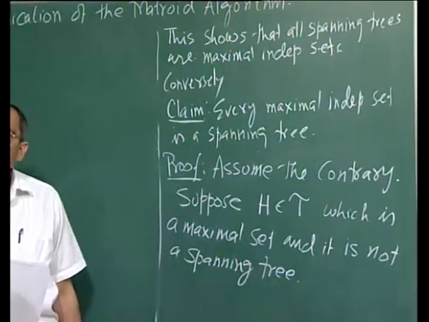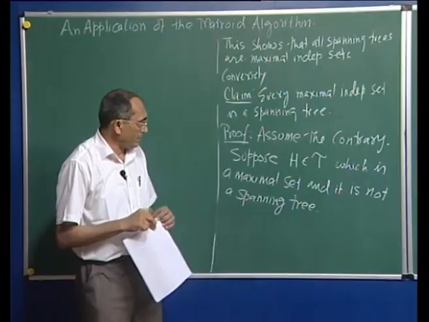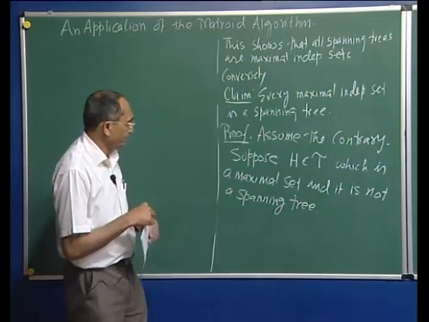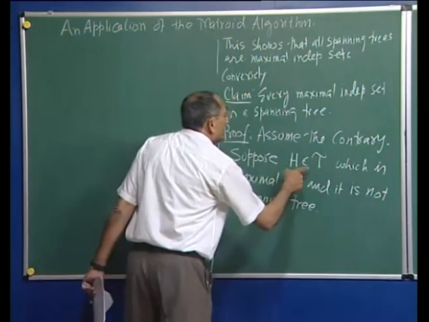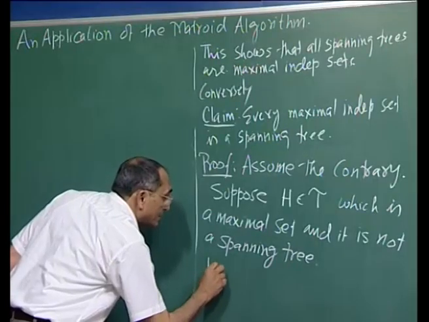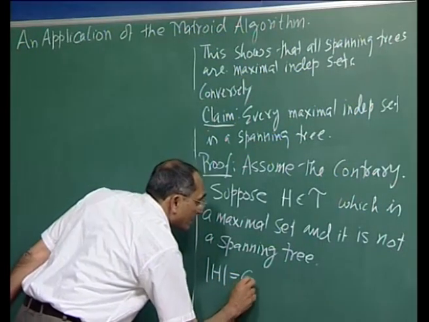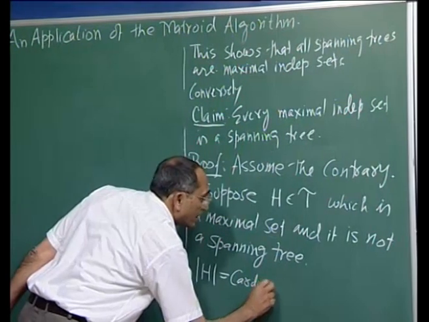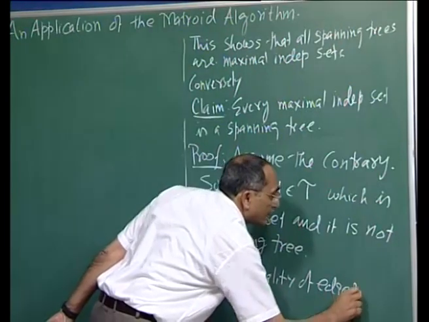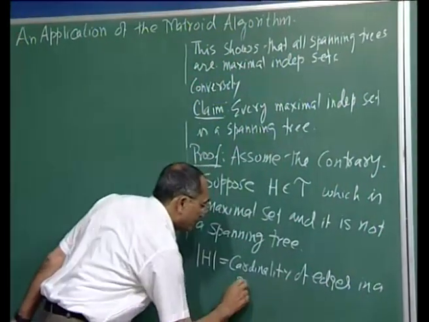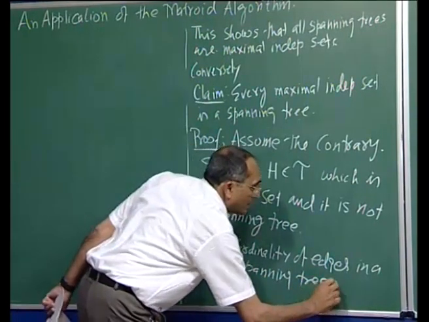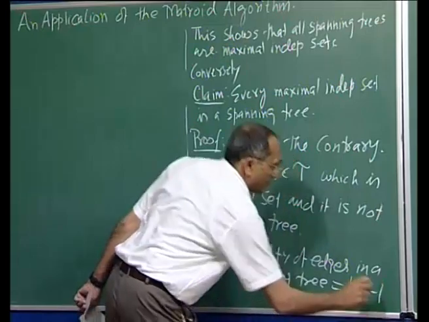If this is not a spanning tree, but it is still a member of this, then the one thing we can of course conclude is that the cardinality of H is equal to the cardinality of edges in a spanning tree, which is of course mod V minus 1.